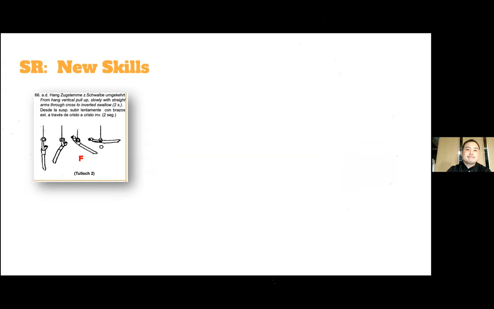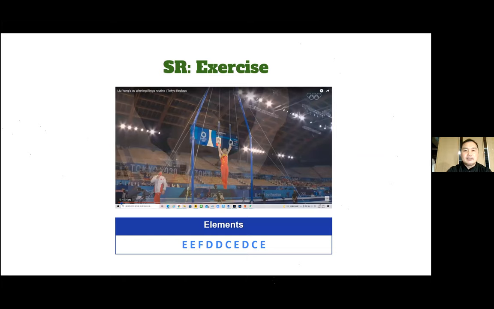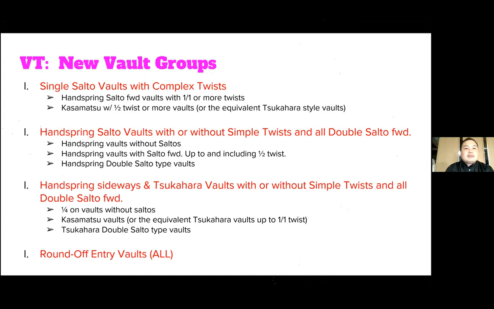Oh, sorry, this is no exercise. Okay, just pass. New vault groups, single group one, single side vault with complex twist. And then group two, handspring salto vault without the simple twist and all double salto forwards. Group three, handspring sideways and scara vault with or without a simple twist and all double salto forwards. And then round of entry bolts. So single salto bolt with complex twist.